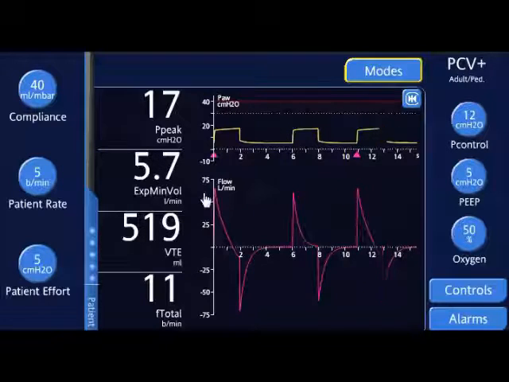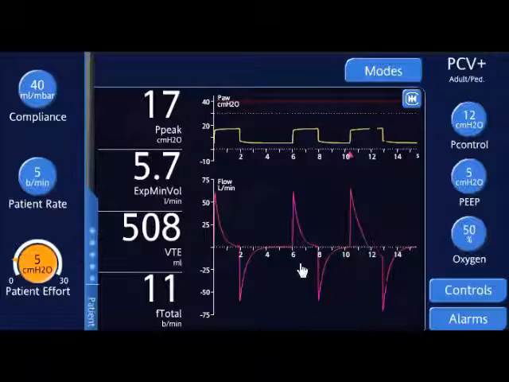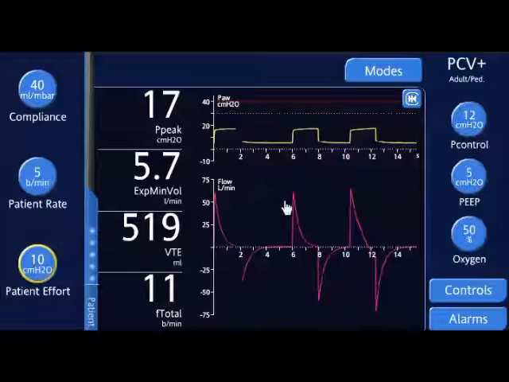Now let's look at what happens when I increase the patient effort. So I'm going to change the patient effort. This would be an event like sedation wearing off, the patient's in pain, they might be giving the patient a bath, turning the patient, or it might be a wake state. So I might have started out in a sleep state. I'm just going to increase this to 10. And let's see what happens with my flow.